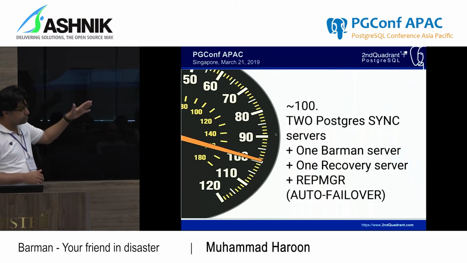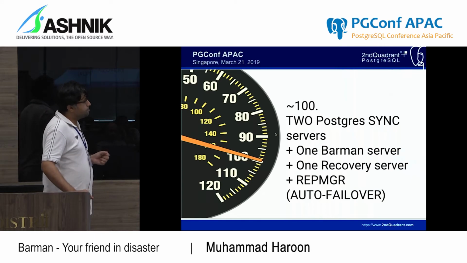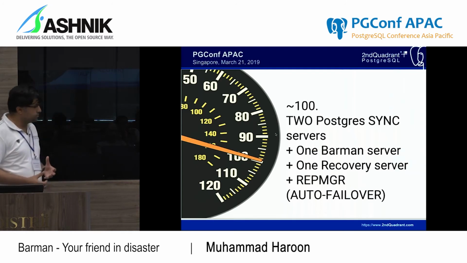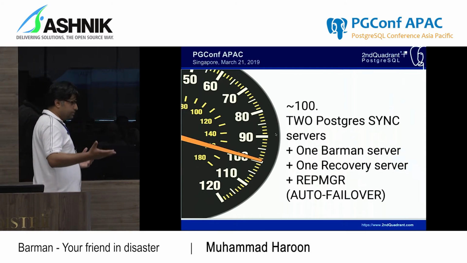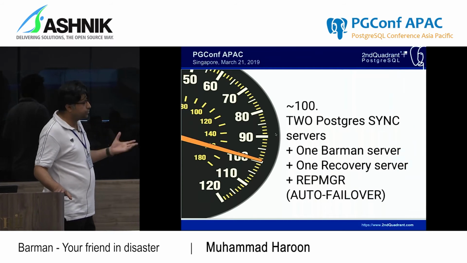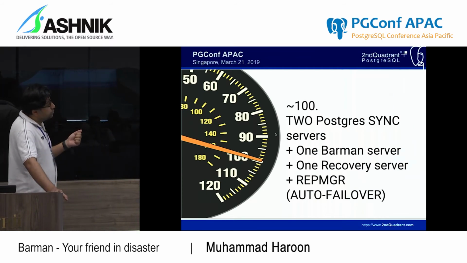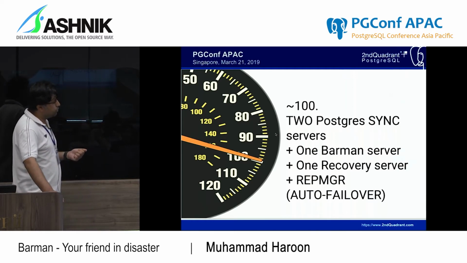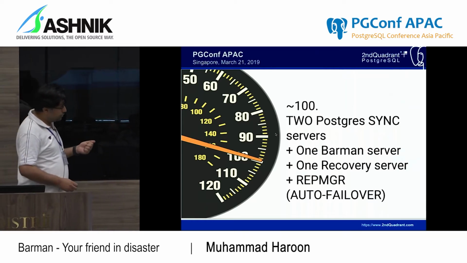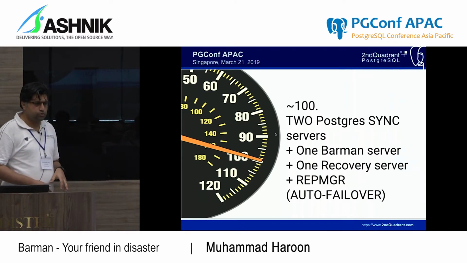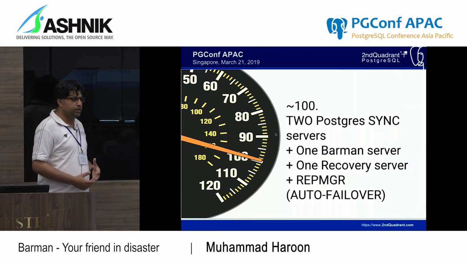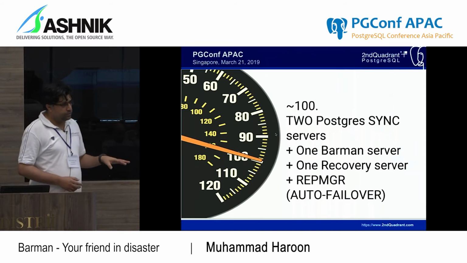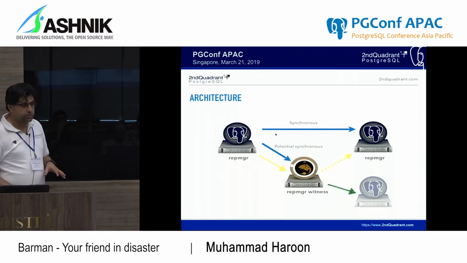With this, where exactly are we? Now we are at about 100% of our business continuity matrix in our backup and restore, and in our disaster recovery, and in our HA. We have two PostgreSQL servers. We have one Barman server, we have one recovery server, and if we introduce repmgr or any other tool of your choice which can help you with the automated failover, then you have a completely independent setup.